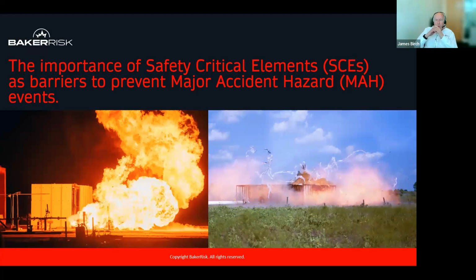So with that, I'd like to start on the main topic of the day. Safety critical elements and their role as barriers, as protections against major accident hazards.